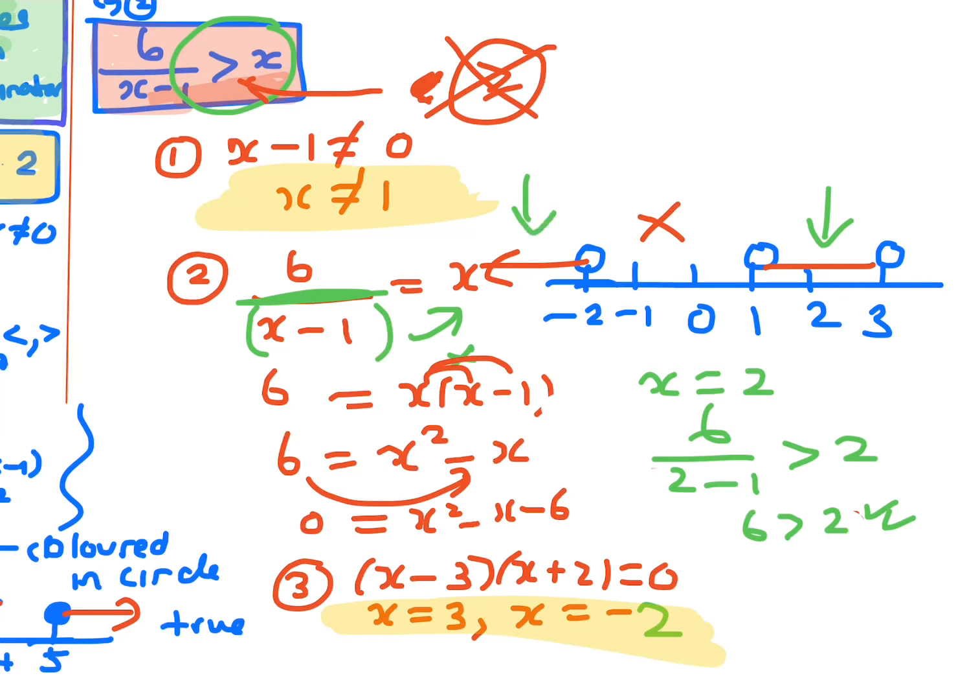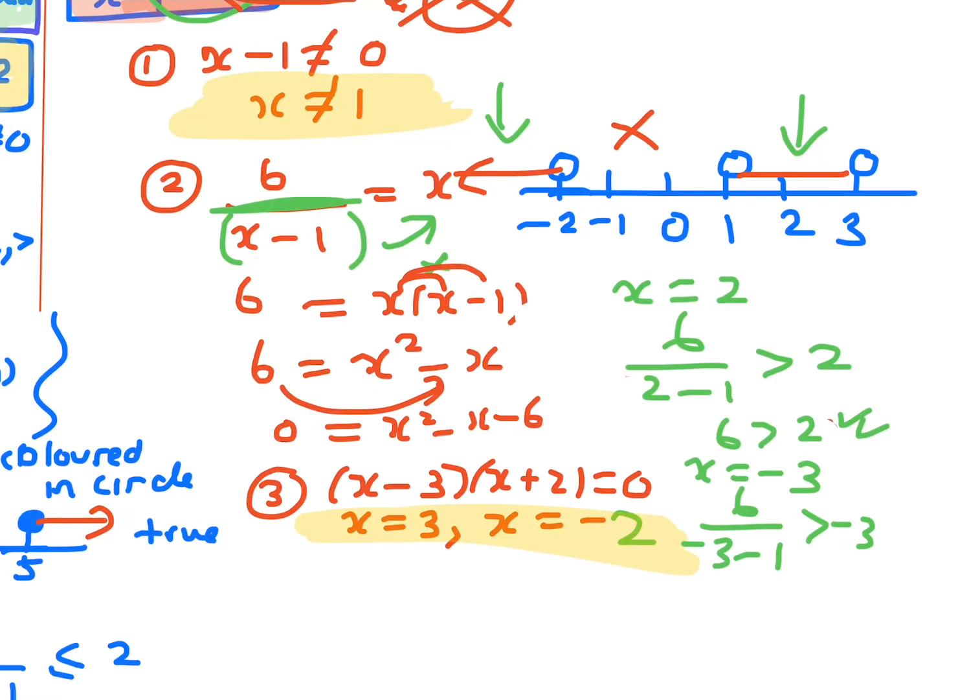Let's just test. So we've done that. Test there. So you put x is -3. So go 6 on -3 minus 1 is greater than -3. 6 on -4 is equal to -3 on 2 when you simplify that. And that actually is true. -1.5 is bigger than -3. So that's why you've got curve there.